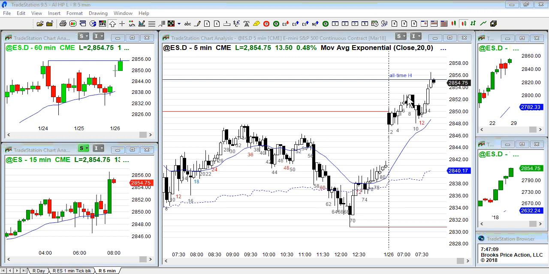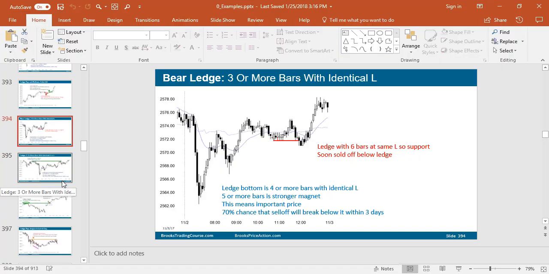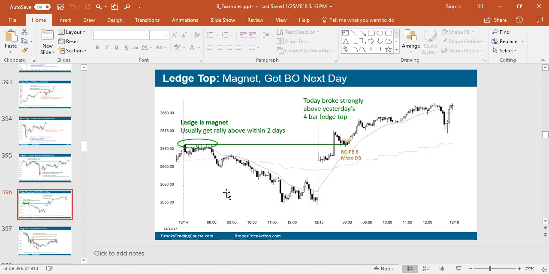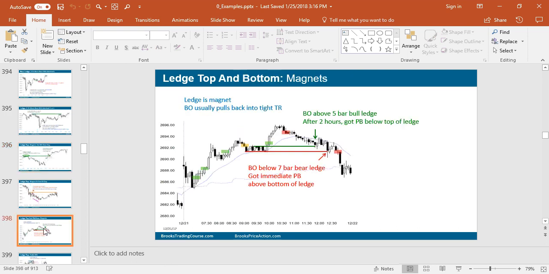Are we far enough above the ledge for the market to forget about the ledge? I don't think so. I still think we have a magnet at that ledge top. Ledge top, strong breakout, still pulled back, dipping below the top of the ledge before the bull trend could resume. Ledge, strong breakout, 6 bars up, 7 bars up, still eventually worked back to the top of the ledge.